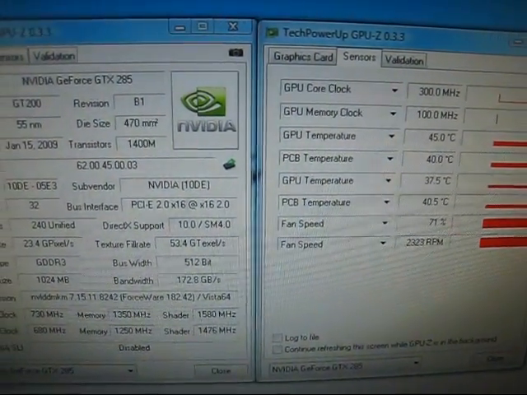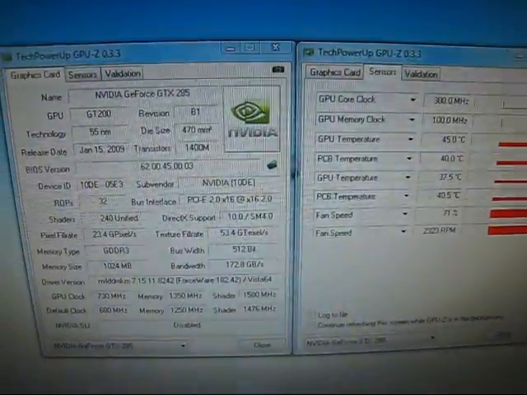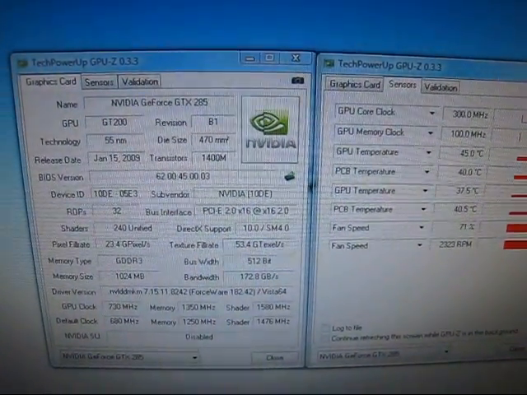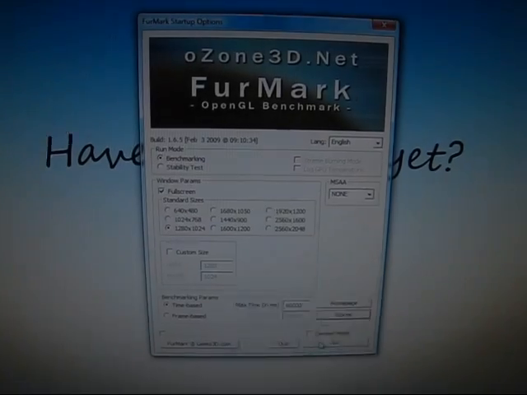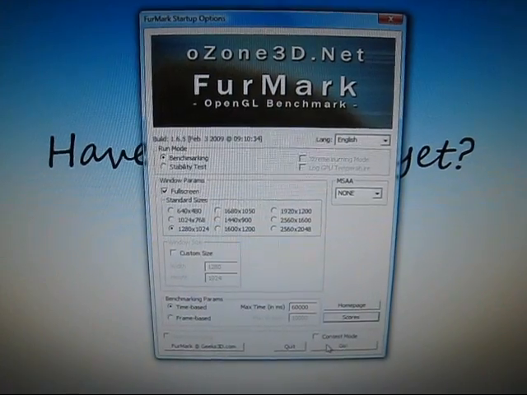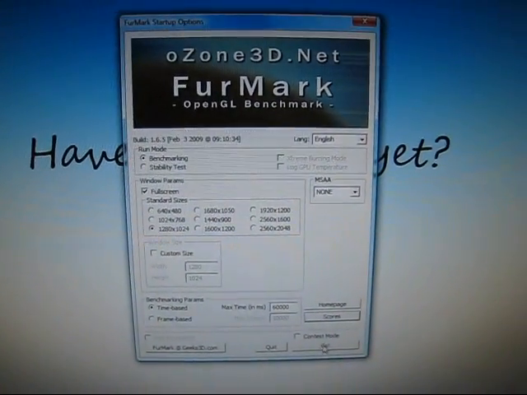Okay, so we'll be running three benchmarks: 3D Mark Vantage, Furmark, and Crysis Warhead. Let's take a look at them. Okay, this is the default settings for the Furmark, as you can see here. I shall now do a trial run.